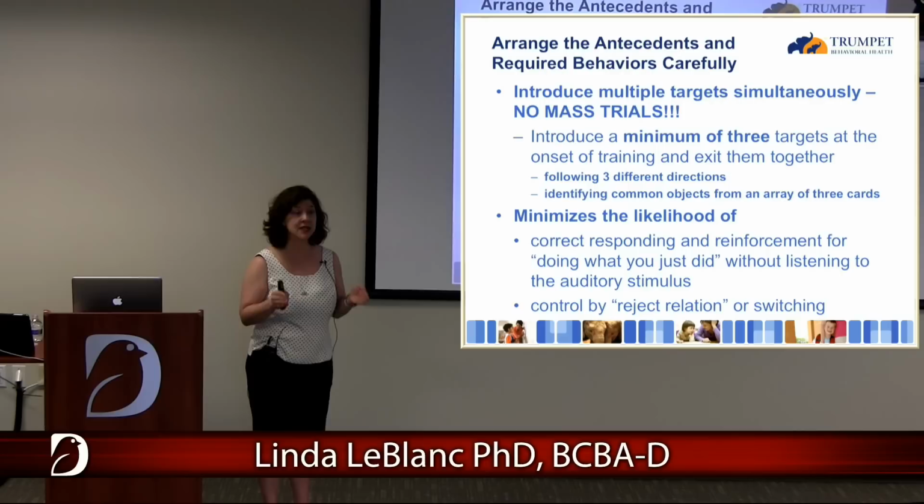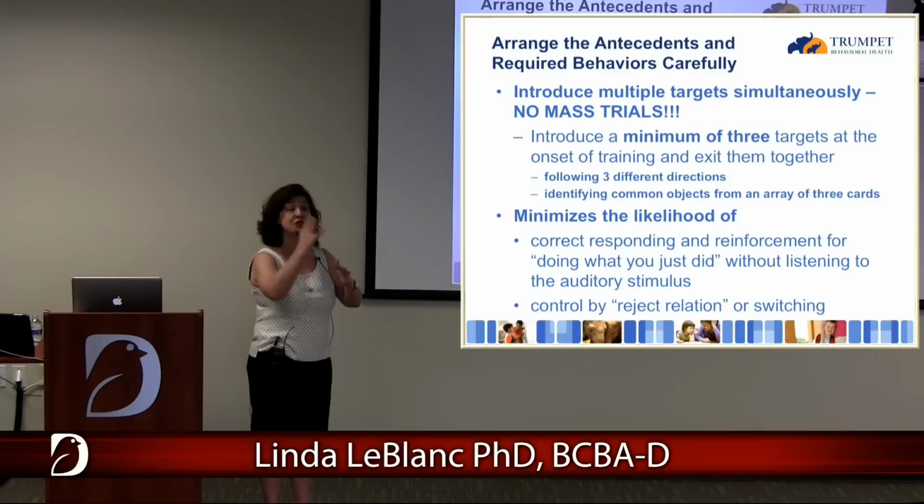We do not want to teach learners to not pay attention to our discriminative stimuli and just do what they just did. Because as soon as the target changes, you not only have the prior target that supposedly was mastered, you now can't teach the second one, because they have a ton of reinforcement history for doing what they just did, and you now need them to do a different thing. No mass trials. So you want to generally introduce a minimum of 3 targets at the onset of training, and you want to exit them together.